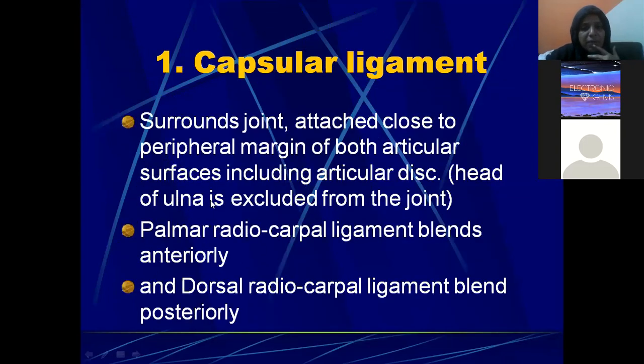Please remember, it may be asked in viva also: is the head of the ulna involved in the formation of the wrist joint? Say no. It is excluded from the joint because of the presence of the articular disc. Now, the thickening of the capsule we see from the palmar aspect is called the palmar radiocarpal ligament. The thickening we see behind over the capsule is called the dorsal radiocarpal ligament. So anteriorly we have the palmar radiocarpal ligament, posteriorly the dorsal radiocarpal ligament.